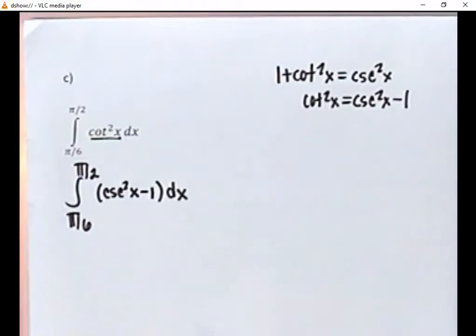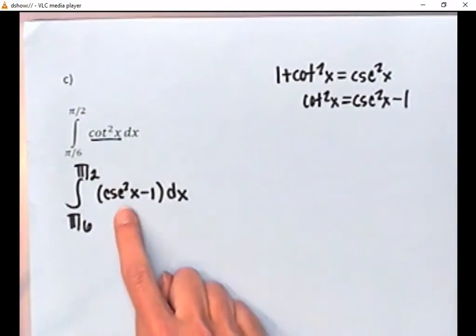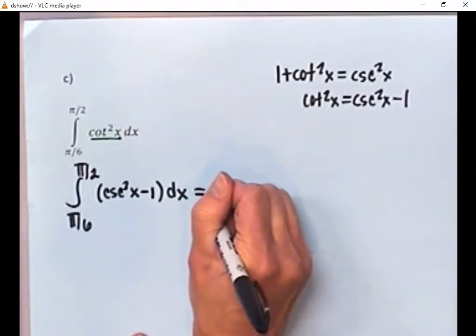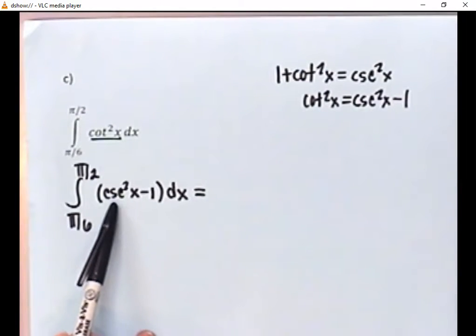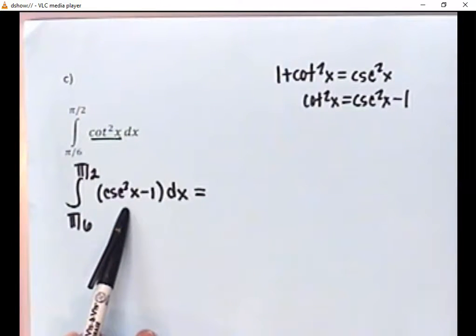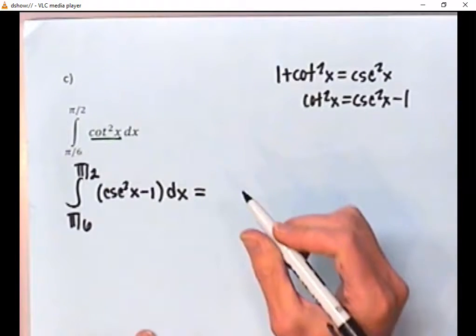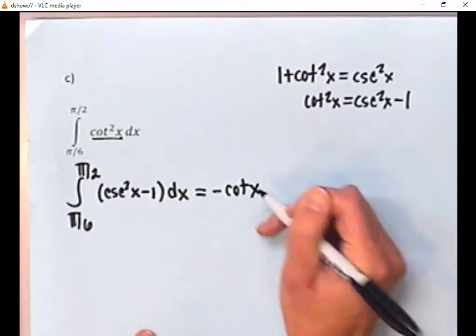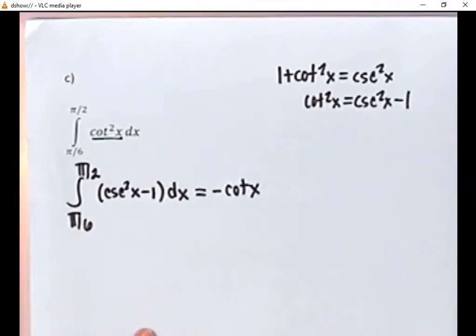Is that going to be helpful? Why? Right. Don't we know where cosecant squared comes from? Where did it come from? It's the derivative of what? The cotangent, and we can easily also integrate 1. So I should be able to integrate both of these. So remember, the derivative of cotangent is negative cosecant squared, so what's its integral? Negative cotangent, right? Yep. So that should be negative cotangent x.